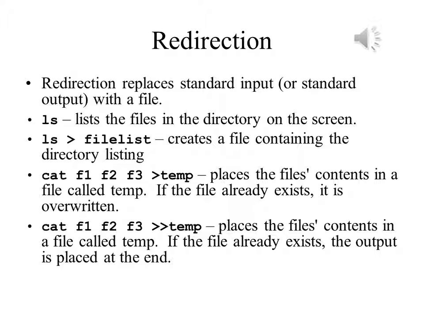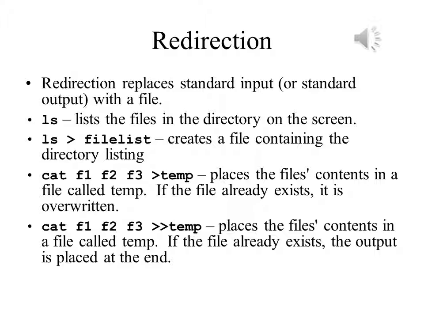Similarly, I could write cat f1 f2 f3. Normally, that would have the contents of the files appear on the screen. However, if I write cat file1 file2 file3 > temp, the contents of those files will appear in a file called temp. If the file already existed, it's going to be overwritten.